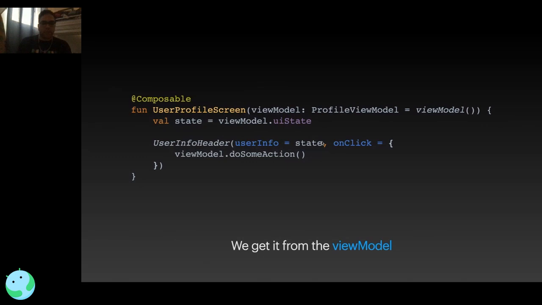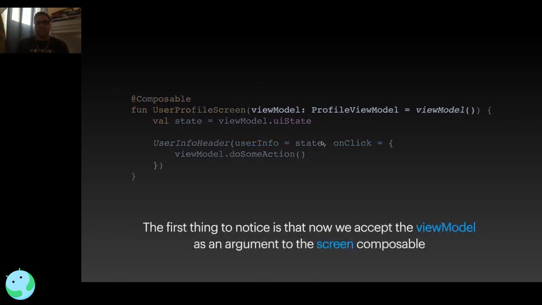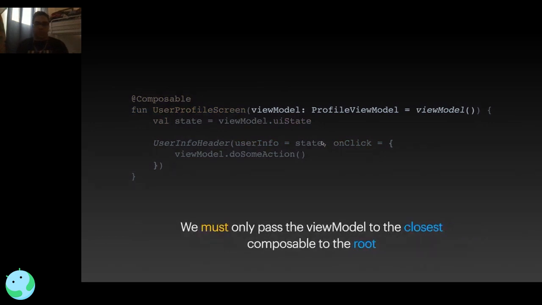The first thing to notice is that now, as I said, we accept the view model as an argument. We must only pass the view model to the composable closest to the root. So in the root, where we say setContent, I'm using user profile screen as the container of that screen. So we should only pass the view model to that composable closest to the root.